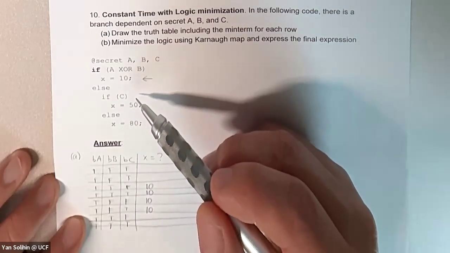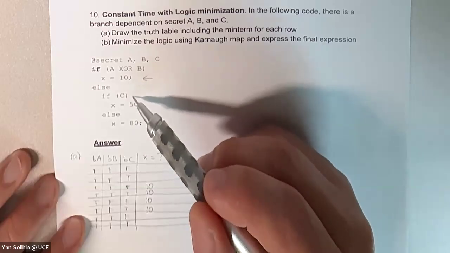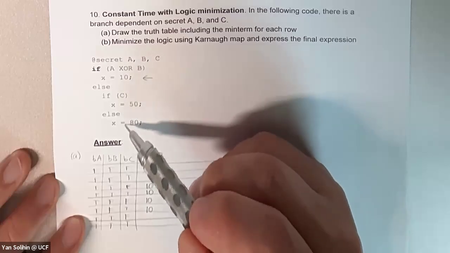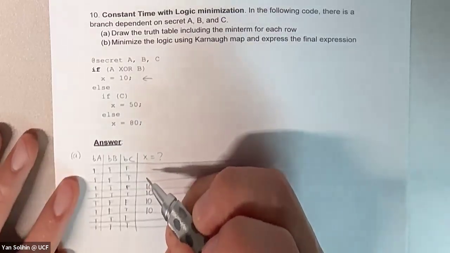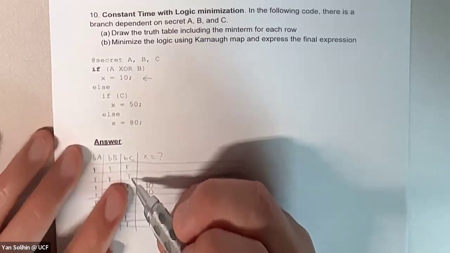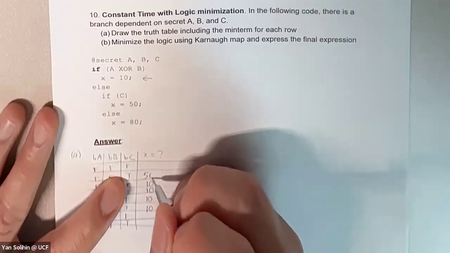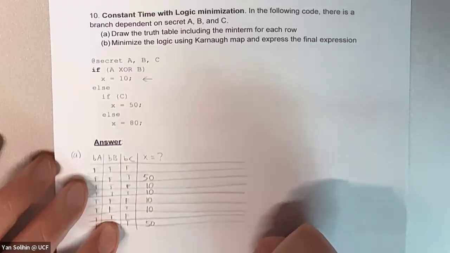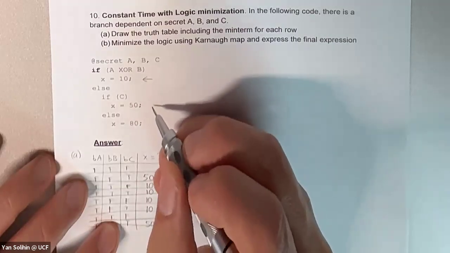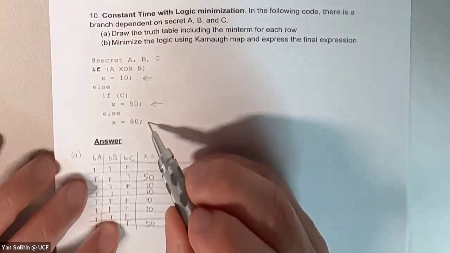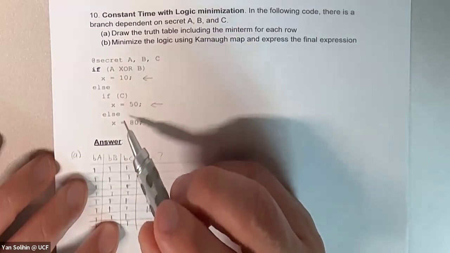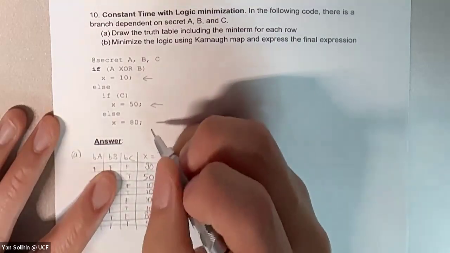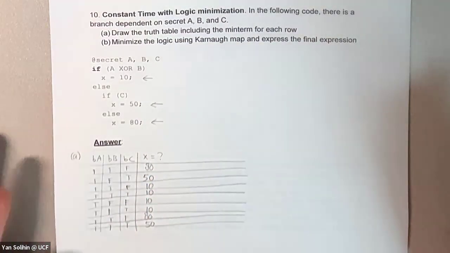Okay, so for all the other cases, it depends on the value of C. If C is true, then we execute X equals 50, else X will be 80. Okay, so let's look at value of C. If it's true, then X will be 50. And there's another one here. And then if C is false, so that corresponds to that. And the last one is if C is false, then this will be 80. And those two cases correspond to this. Okay.